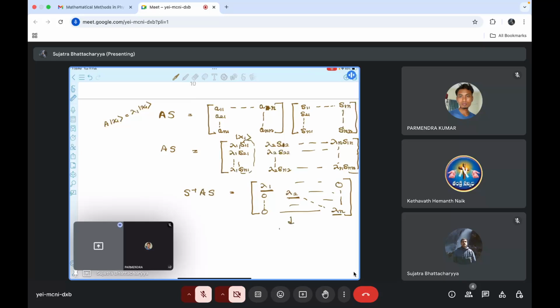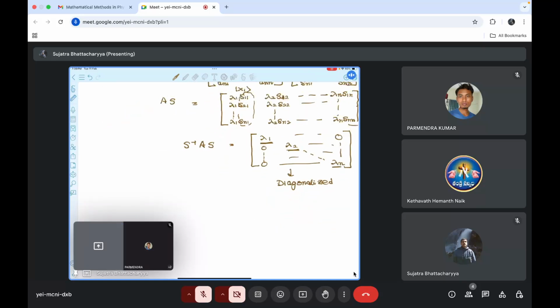So this is the diagonalized matrix, with the diagonal elements as the eigenvalues. That is what this diagonalization gives you. So diagonalization of a particular matrix is given by this S inverse AS.